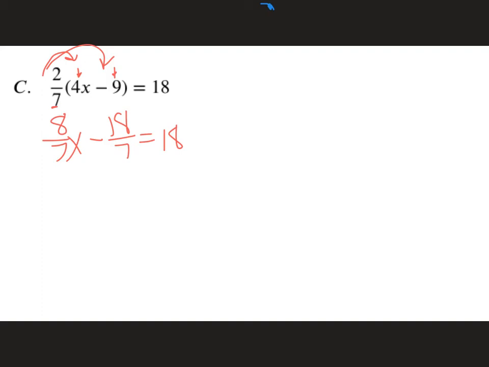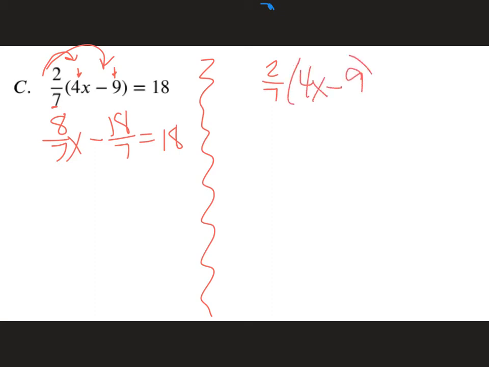And the more fractions you have, the more likely it is you're going to make a mistake. So if we can try to avoid having all of these different rationals, it would make it a little easier on us. So the other option that I like to do is to eliminate that distribution. So let me rewrite this problem over here. So we have 2/7 times 4x minus 9 equals 18.